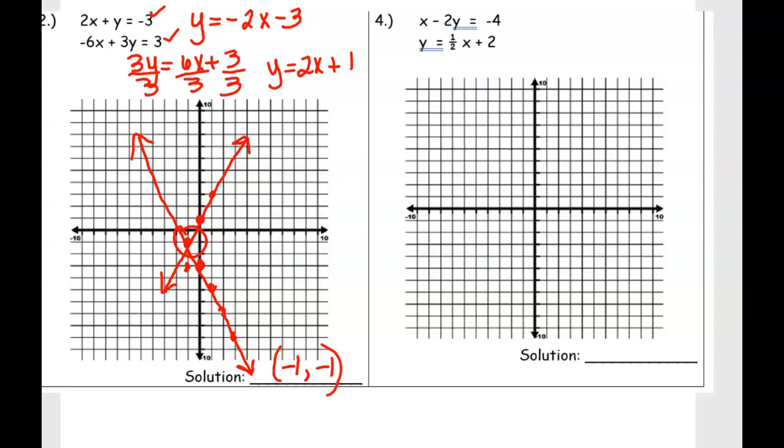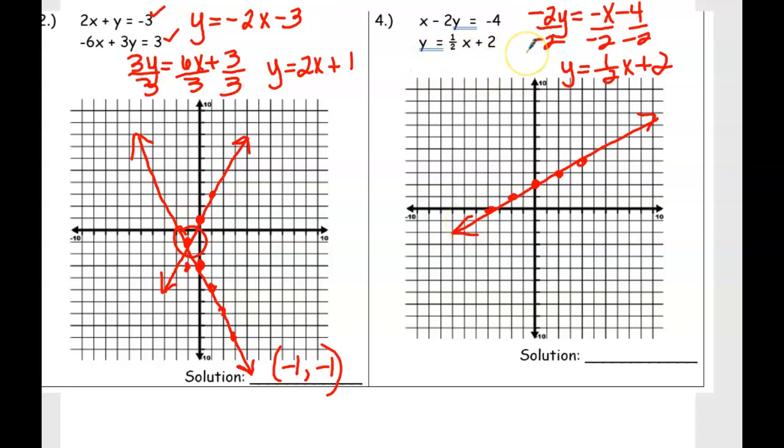All right, number 4. I'm going to put the first one in slope-intercept form. 2y equals -x minus 4. I divide by -2. My y is equal to 1/2 x plus 2. So I'm going to go up 1 and over 2. All right, so I've got my line here. If you notice, the second equation is also 1/2 x plus 2. So what's going to happen here is the lines are going to be right on top of each other, which means there's infinite solutions.